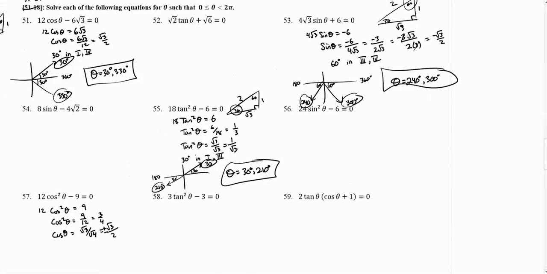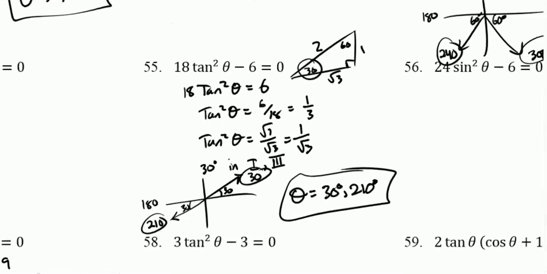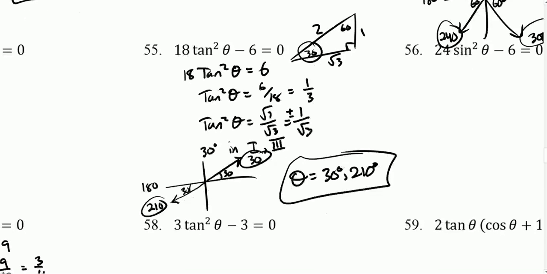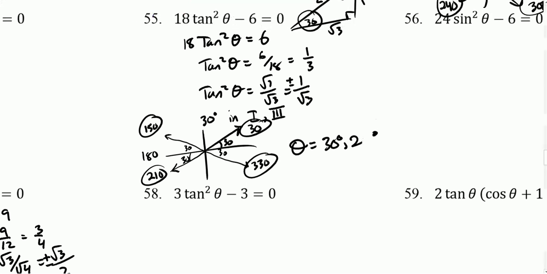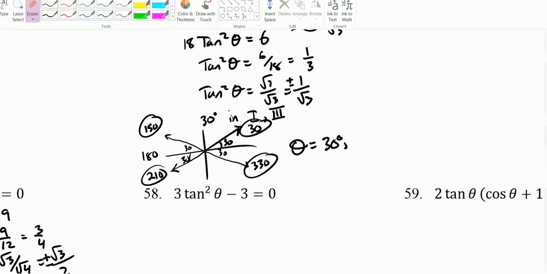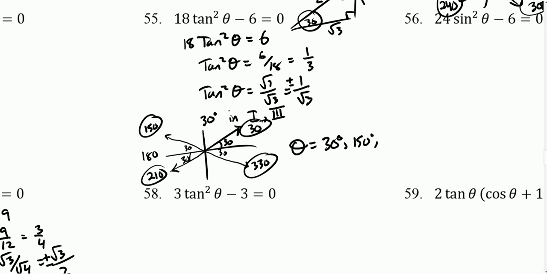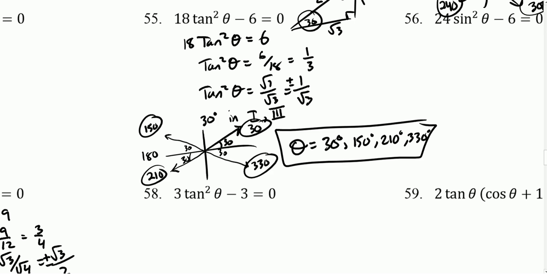need to go back to 55. When we took the square root, it should have been positive or negative, which actually puts us in all 4 quadrants. So I need to correct that. So we could also have 30 degrees in quadrants 2 and 4, which puts us at 150 and 330. So I'm going to add those into our solution. Don't forget that plus or minus.